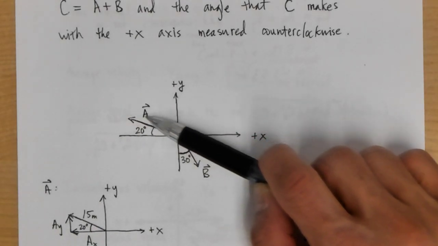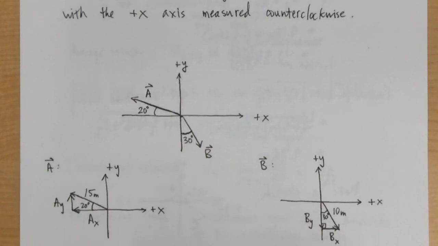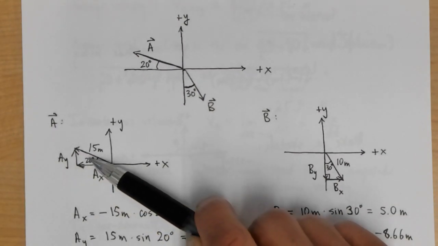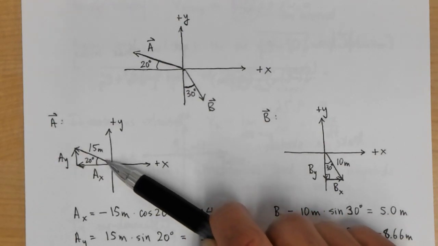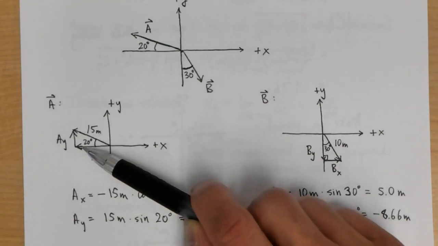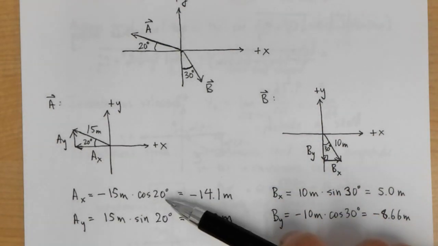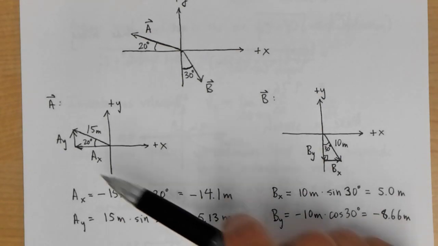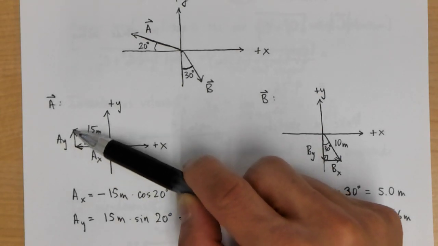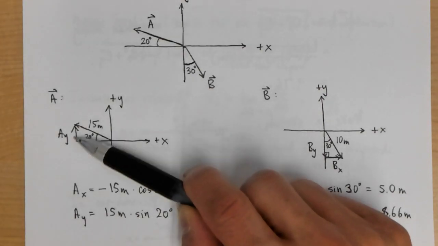Okay, so A looks something like this. B looks something like this. These are given. So we are going to get the components of A. We have 15 for the length here. We're going to get the Ax component. It will be minus 15 because it's in the negative direction, times the cosine of 20 because it's the adjacent side. That's negative 14.1. Ay will be, because it's going in the positive direction, positive 15 times the sine of 20 because it's the opposite side.